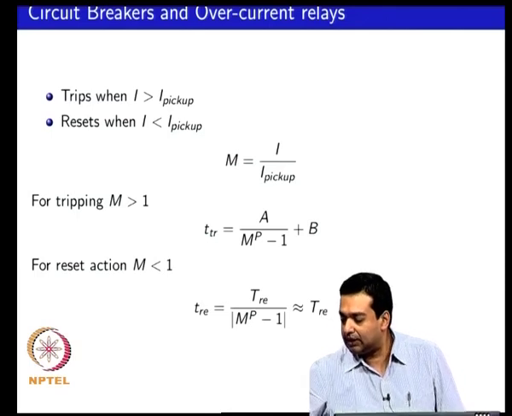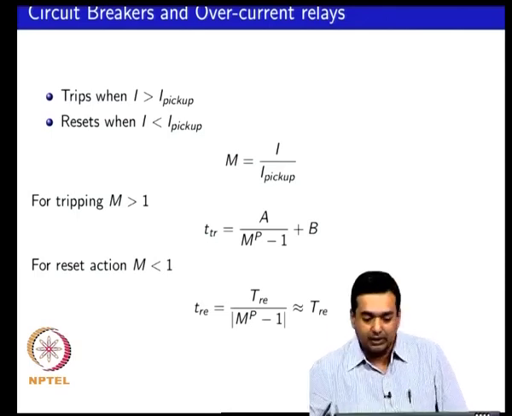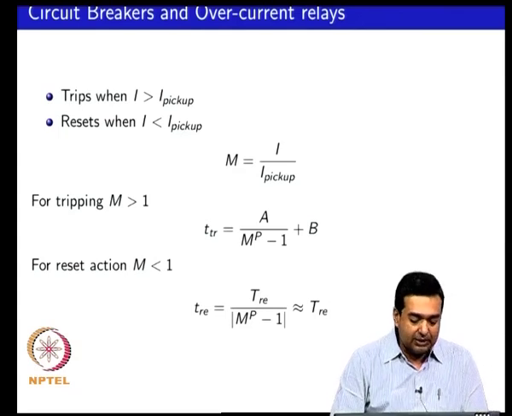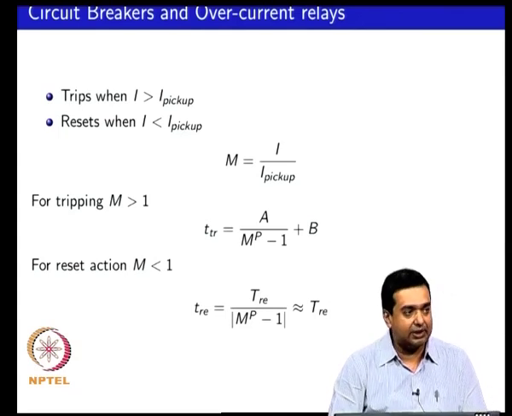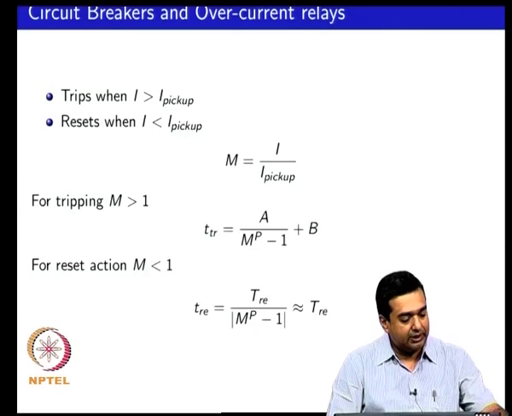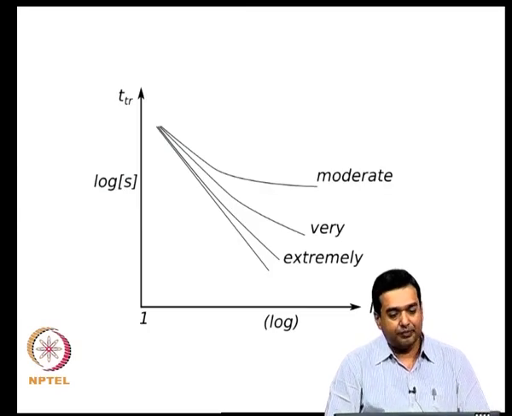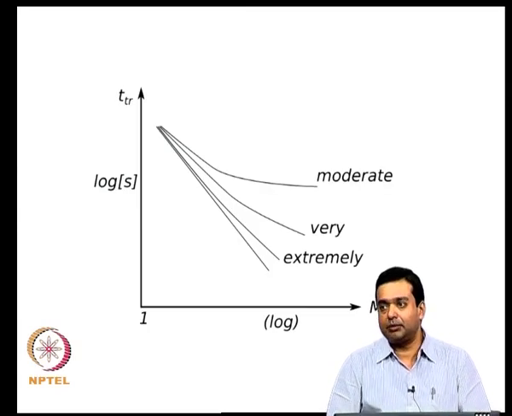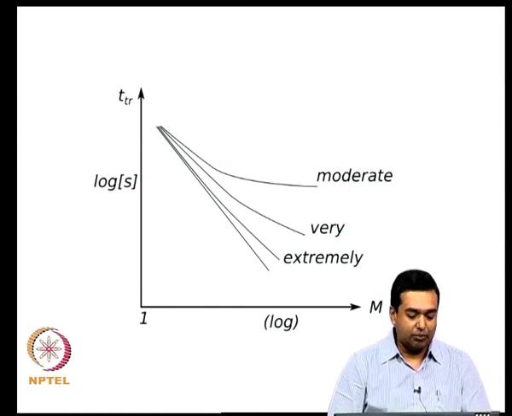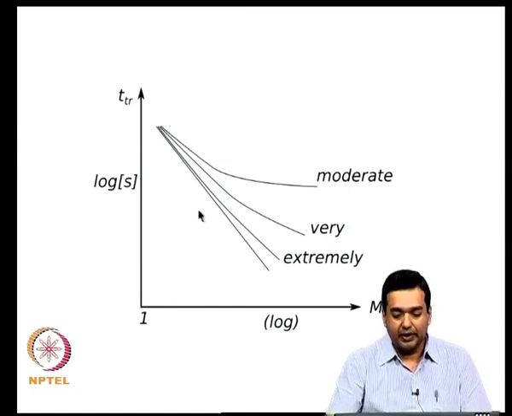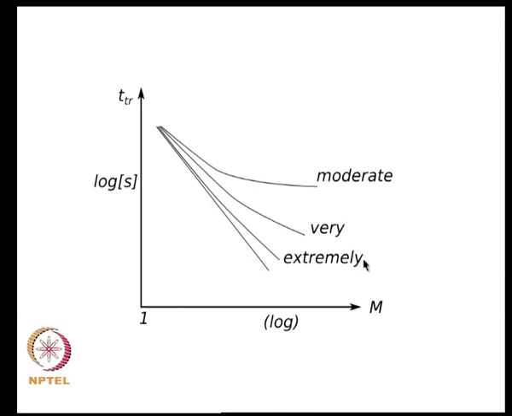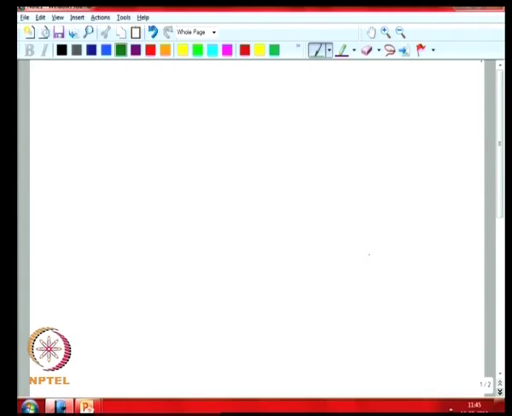So, if you look at the parameters a, b, p, etc., you can actually classify your overcurrent protection devices as moderately inverse, very inverse, or extremely inverse characteristics. Good reference for this is IEEE.